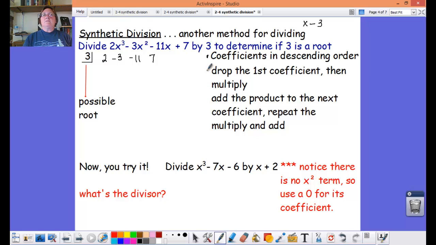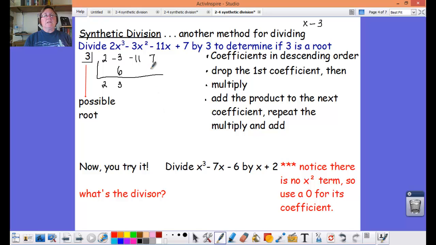The second step in the plan says drop the first coefficient and then multiply. I usually do a little box right here, and I'm going to do that. Drop the first coefficient, 2. Now it says multiply. 3 times 2, 6. Next step, add the product to the next coefficient. So we're talking negative 3 plus 6, which is 3.